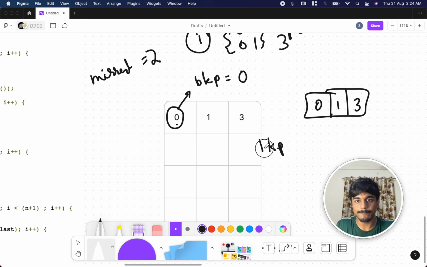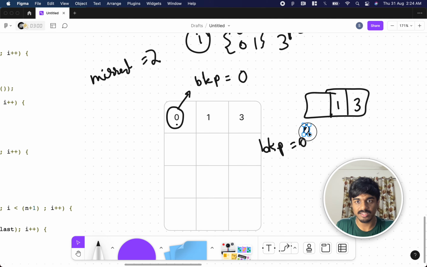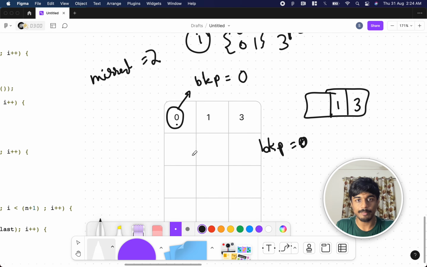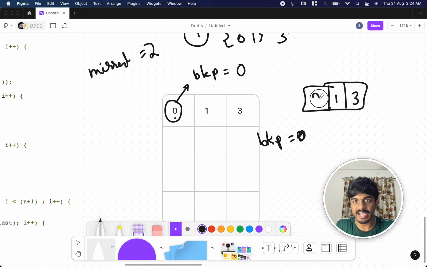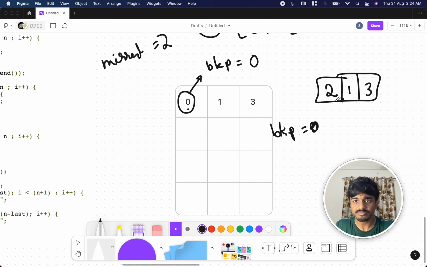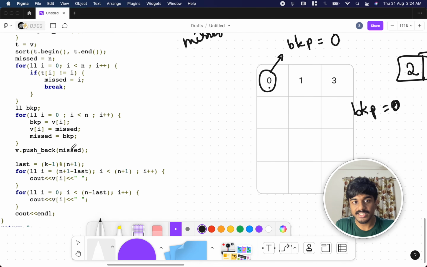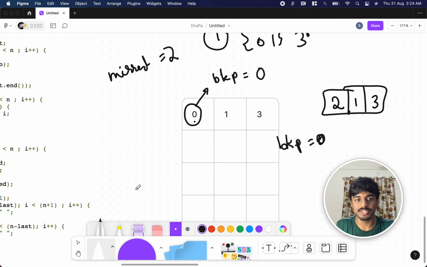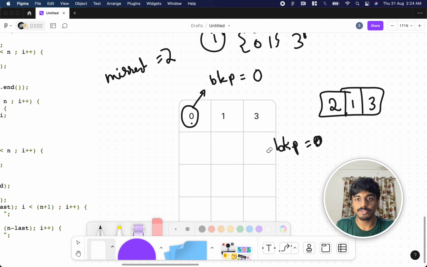For backup, I am pulling this number. So this number is coming here, and what happened? This missed value I already got, right? I am replacing it to 2. Now what happens? The backup becomes the new missed, because we are pretty much sure that this is the smallest value that can exist. Okay, because they told 0 to n, this is the smallest value, 0.